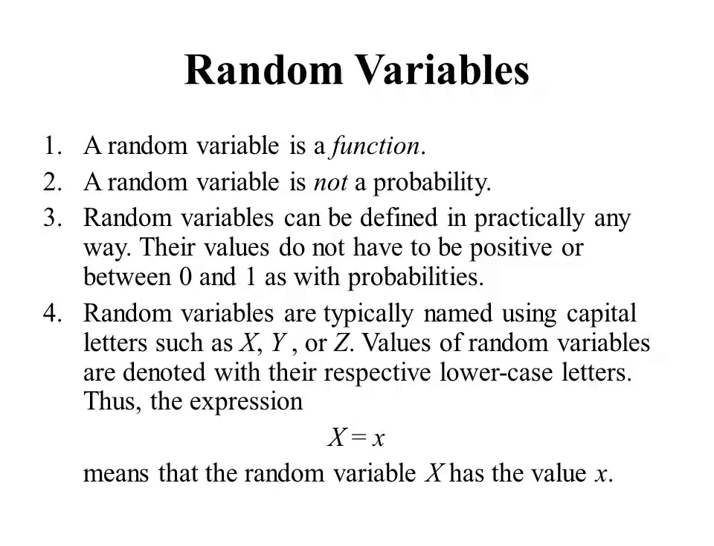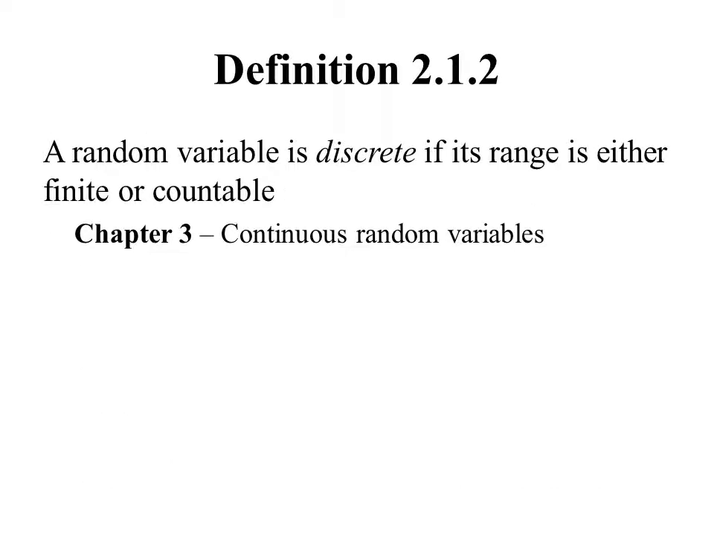We often think capital letters mean the same things as lowercase letters, but that's not the case here. Capital X is the name of the random variable, or the name of the function. Little x is the value of the function. Now, in this book, we're going to study two different types of random variables, discrete and continuous.